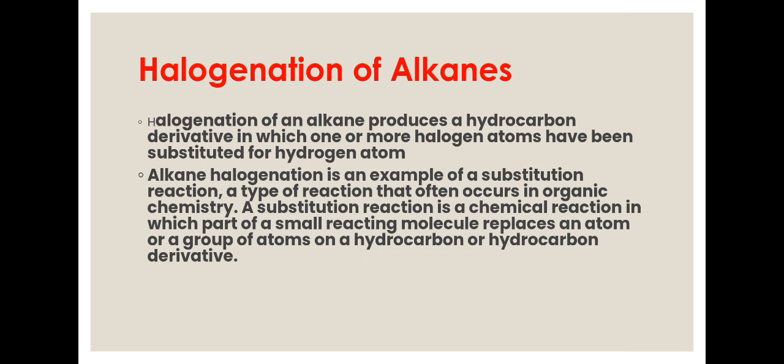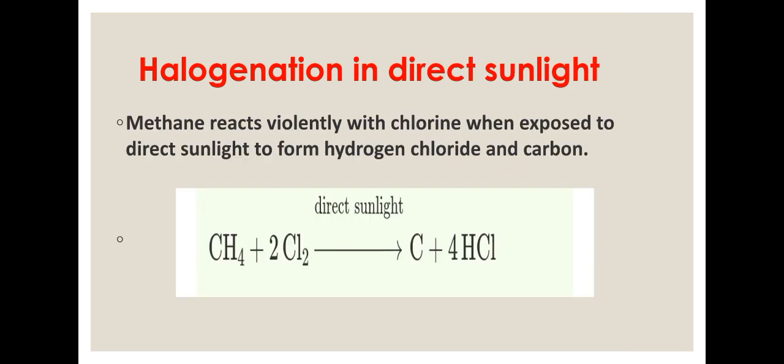A substitution reaction is a chemical reaction in which one part of a small reacting molecule replaces an atom or group of atoms on a hydrocarbon or hydrocarbon derivative. We can say that we are replacing hydrogen with a halogen atom, and as a result we are getting a substitution reaction. Halogenation of alkane takes place in two different ways.